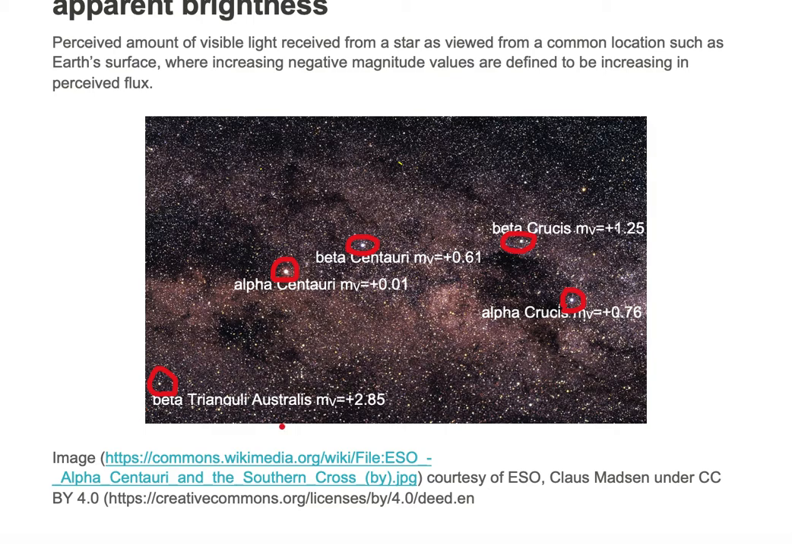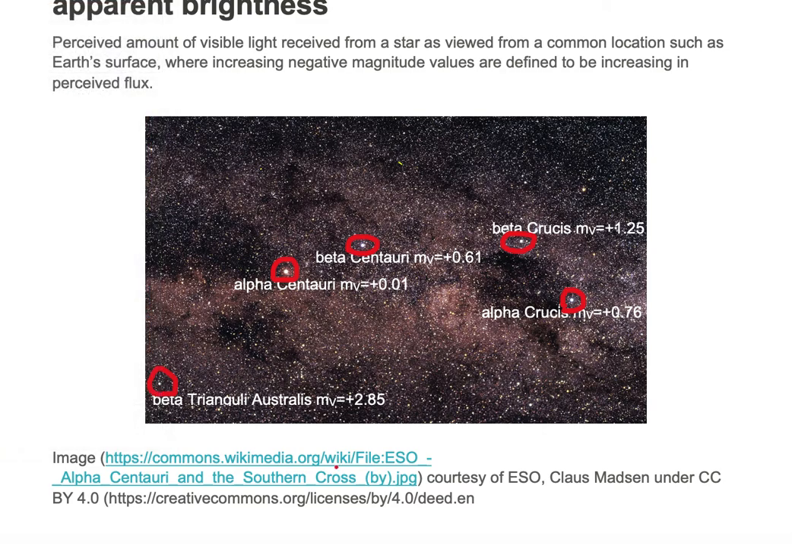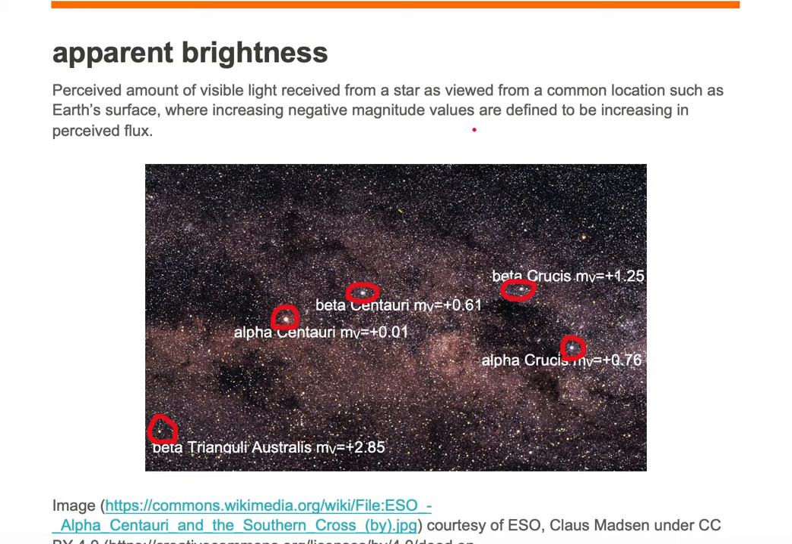So they each have apparent magnitude values in the V band listed. V band is the visual band. It's the band that your eyes see in. So we list little small m means apparent magnitude, and V means in the visual band. And we have all these numbers listed here. So this brings in the last part of the definition. It says, where increasing negative magnitude values are defined to be increasing in perceived flux, or otherwise increasing apparent brightness.